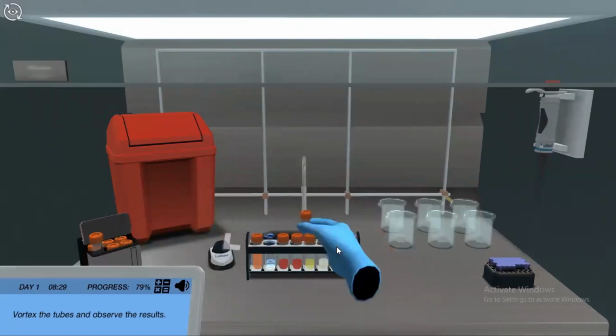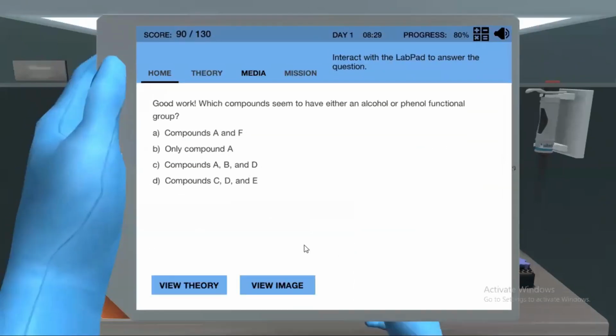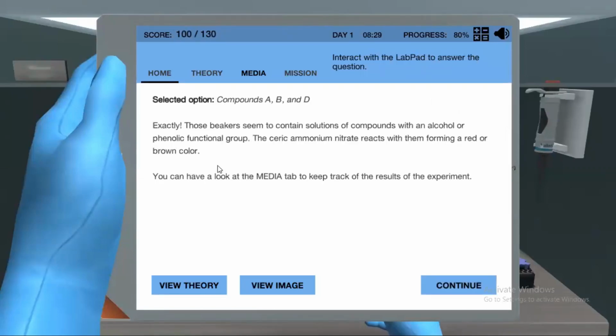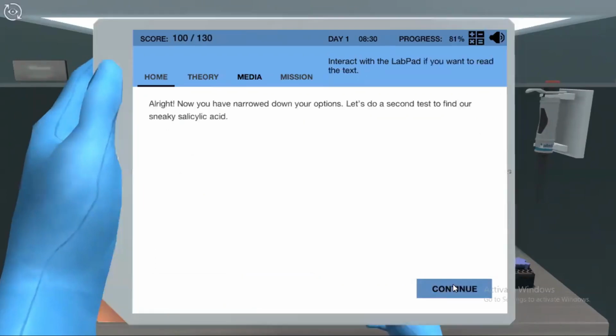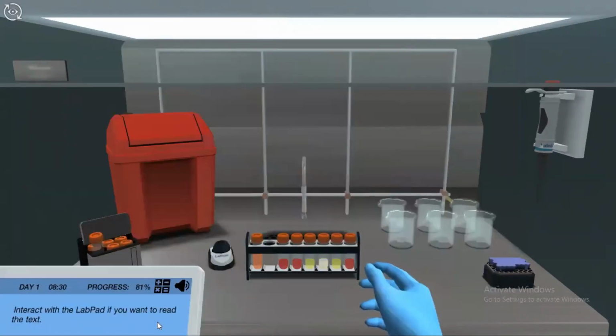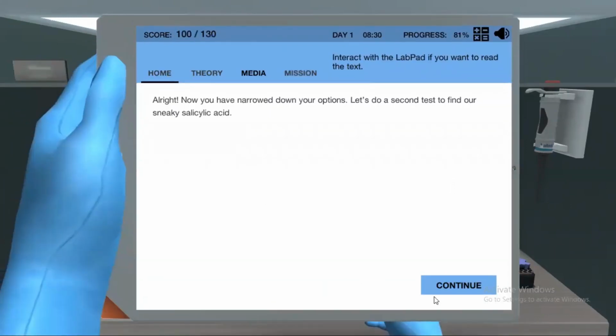Click on the lab pad for more information. Good work. Which compounds seem to have either an alcohol or phenol functional group? Exactly. Those beakers seem to contain solutions of compounds with an alcohol or phenolic functional group. Alright, now you have narrowed down your options. Let's do a second test to find our sneaky salicylic acid.